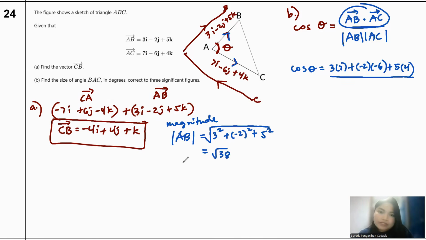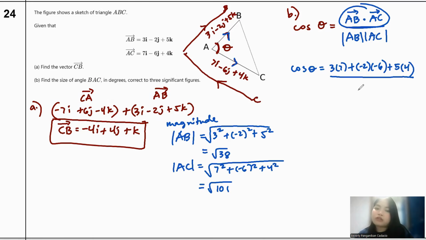Please double check. Now, let's go with getting AC. It's the same thing. Look at the original one, which is 7 squared plus negative 6 squared plus 4 squared. Square root, and the final magnitude of my AC will be square root of 101. What I'm going to do is put that in my formula, root 38 and then root 101. You can just put everything now in your calculator, but I will show you what will be the value of my dot product, which is 53 over root 38, root 101.